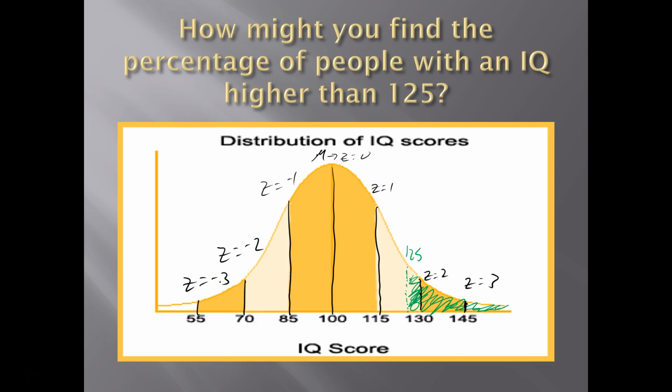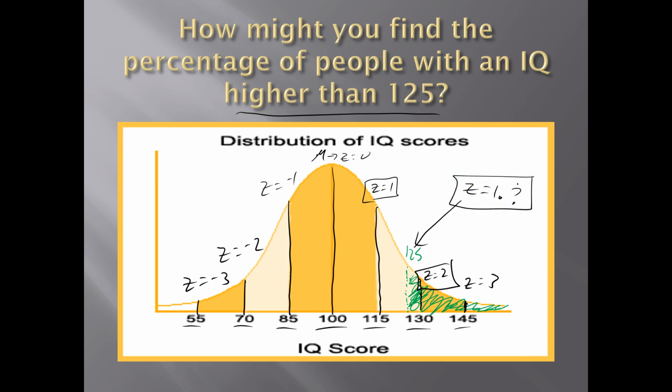Now, what we did in the last example was we were using numbers that give you z-scores that are whole numbers, like 1, 2, 3. The z-scores were integers. Well, in this example, when it's asking for people with an IQ higher than 125, look where 125 is. It's in between a z-score of +1 and +2. So this 125 has a z-score of 1 point something, but we don't know exactly. So how can we know exactly what that z-score is?